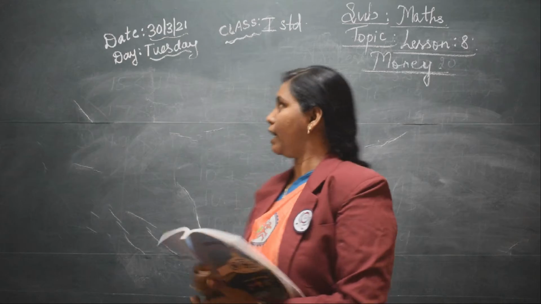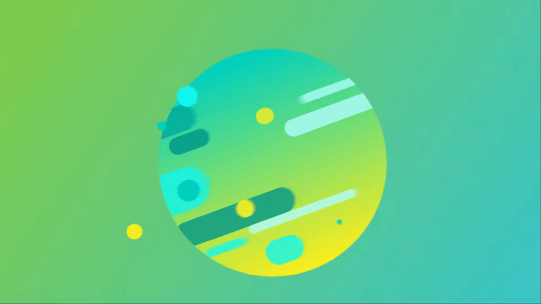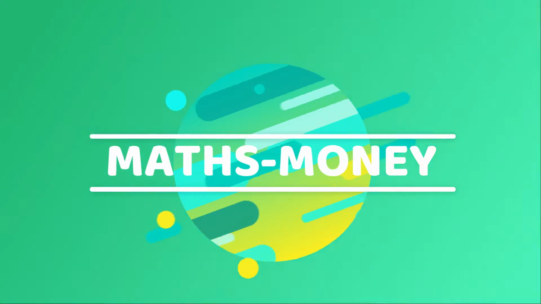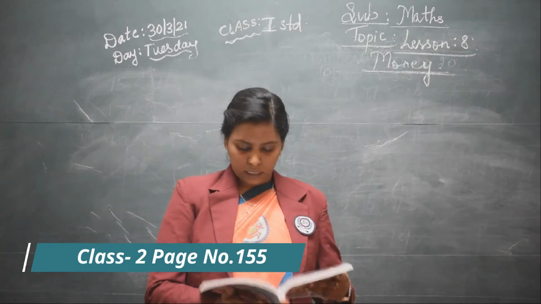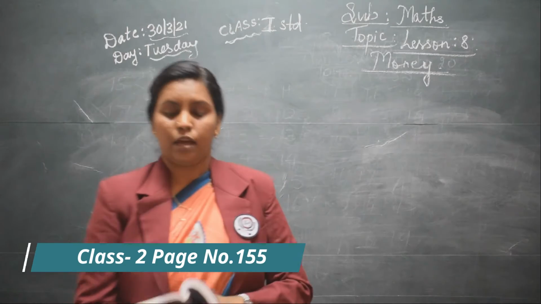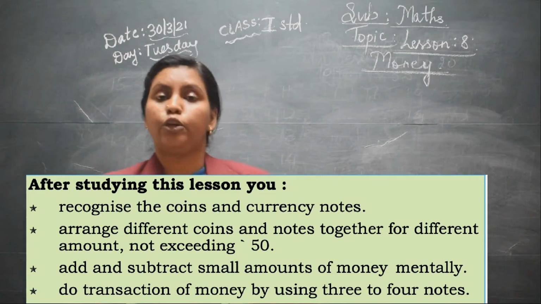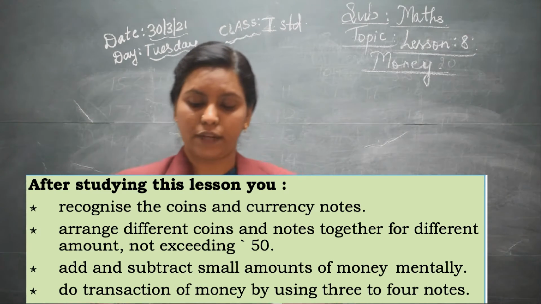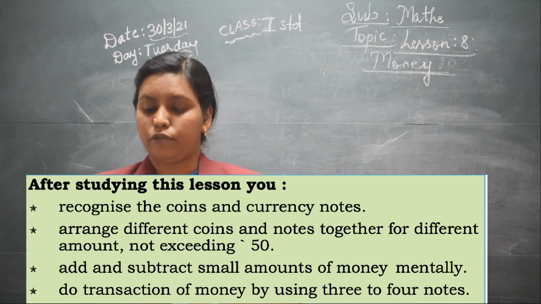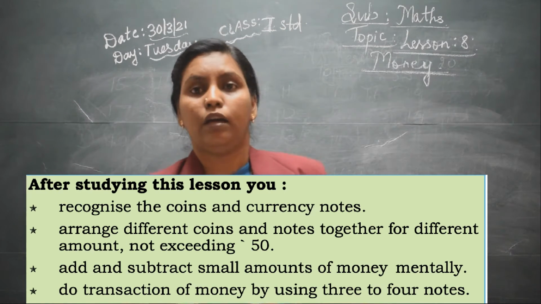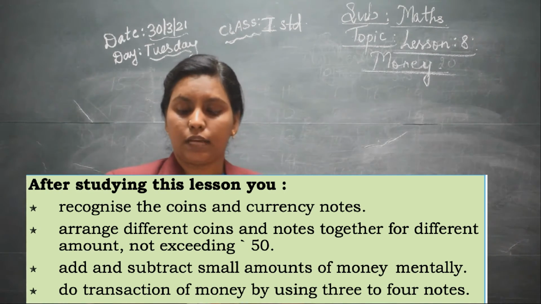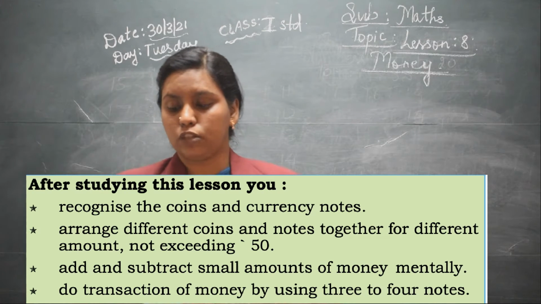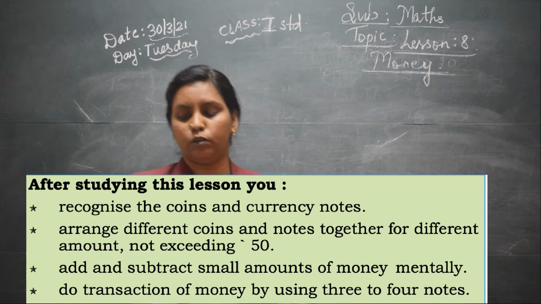Subject maths for class 2nd standard, and the topic which we will be learning today is lesson number 8, money. On page number 155, after studying this lesson, you will recognize the coins and currency notes. Arrange different coins and notes together for different amounts not exceeding 50. And the third is add and subtract small amounts of money mentally. Do transactions of money by using 3 to 4 notes.